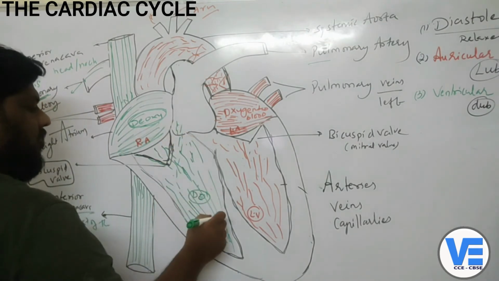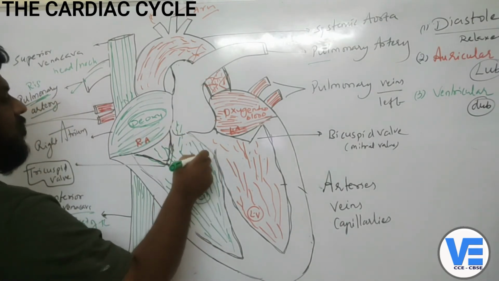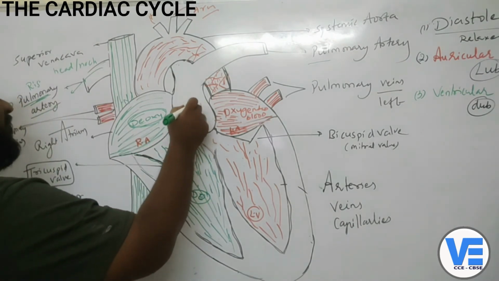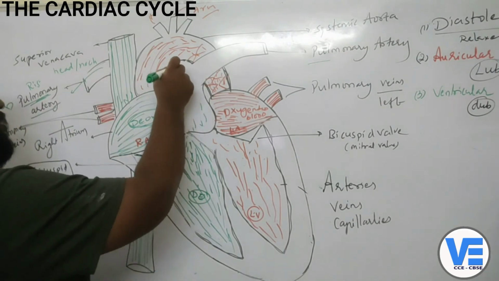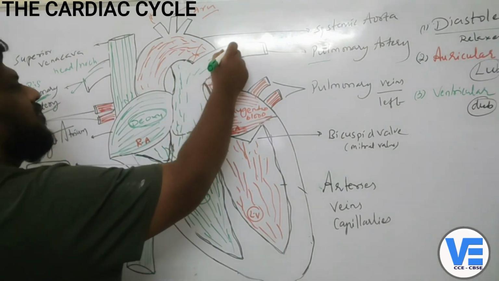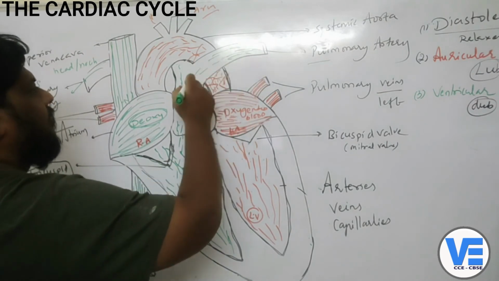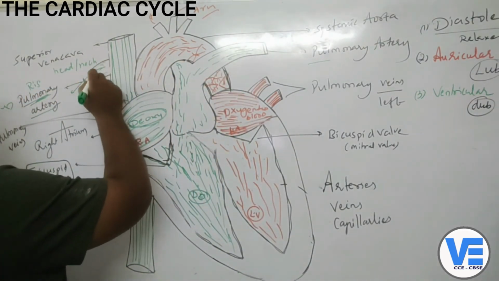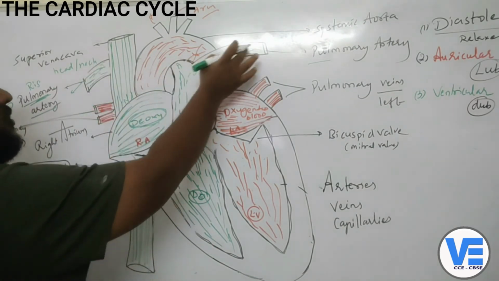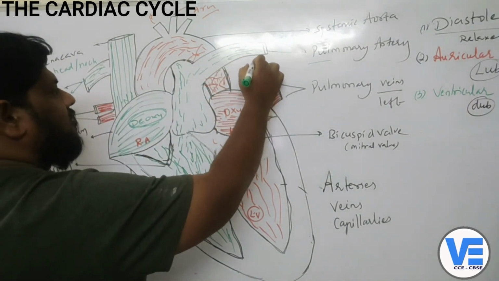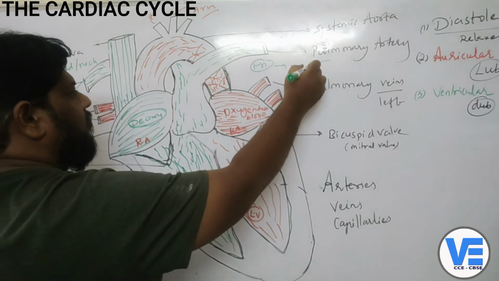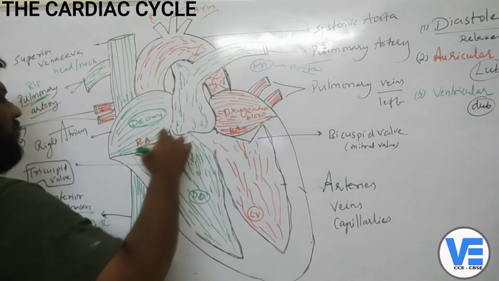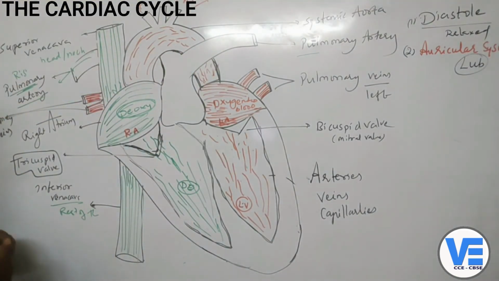Now this is the deoxygenated blood which should go to the lungs for purification. So this will keep on traveling through the pulmonary artery, and this side goes to the left lung and this goes to the right lung. So the pulmonary artery is going into the lungs so that the blood can be purified. So that is how the ventricles will contract.